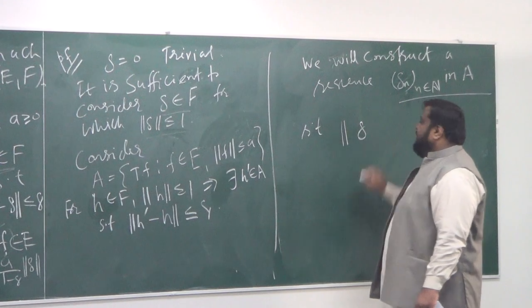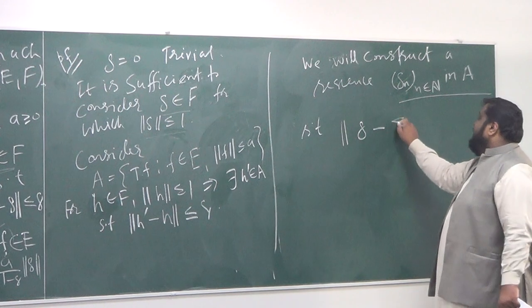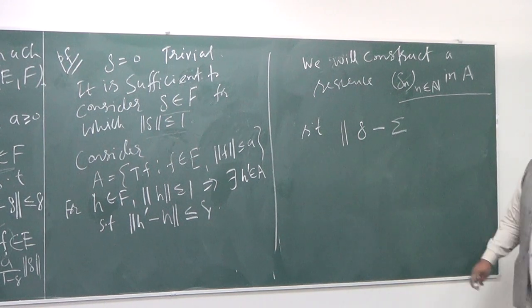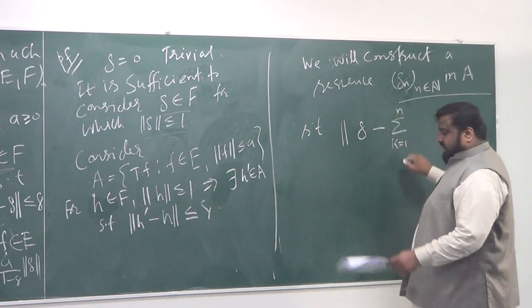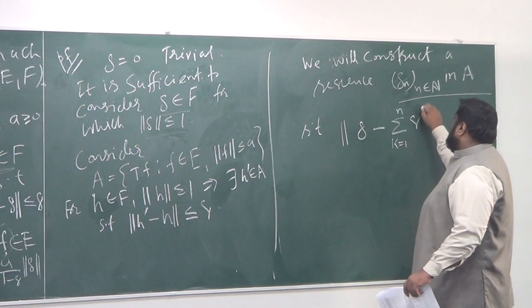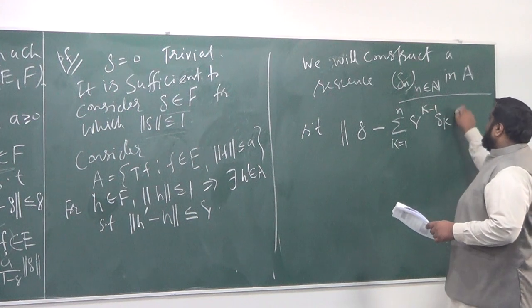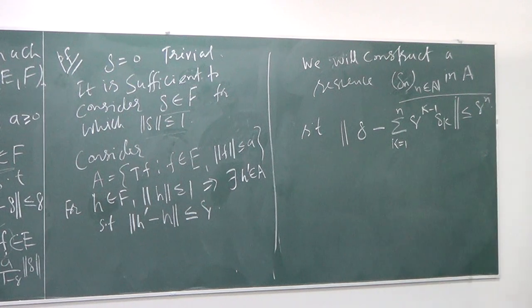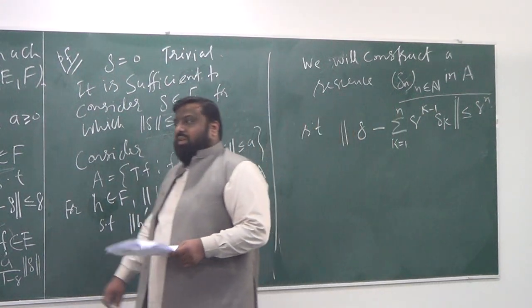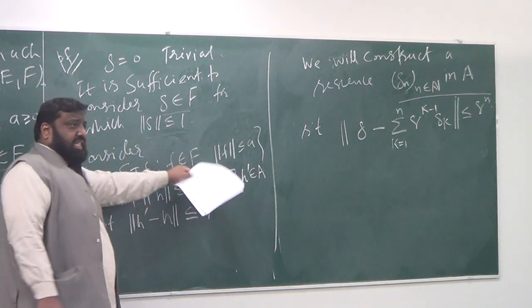That this G can be approximated by the partial sum, the sum from k equal to 1 to n of q raised to k minus 1 times Gk, with the error less than or equal to q raised to n. Let's reflect upon this inequality and see what it is showing. We haven't proved this inequality yet, but that's what I would like to do.